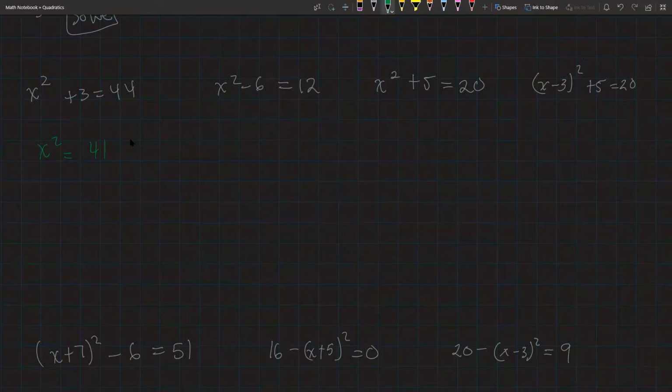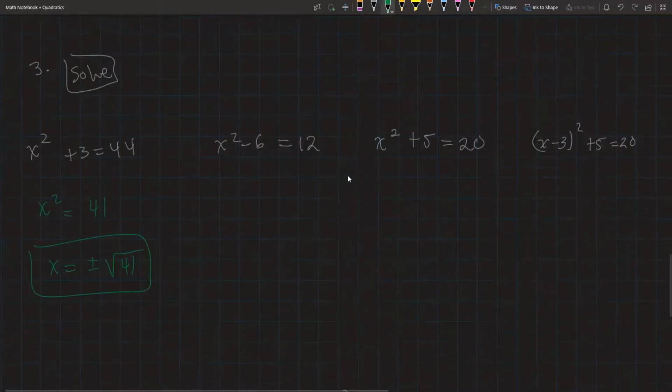And then I would recognize that this is not a perfect square integer, so the only way of representing our 2 solutions is plus or minus the square root of 41. If you got that one, it's one of the most basic ones, but you're in good shape.